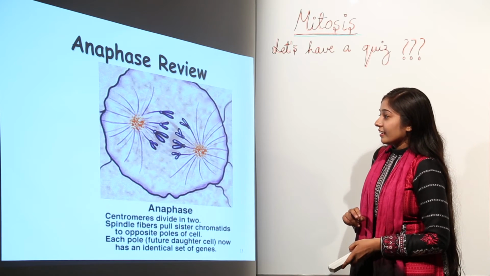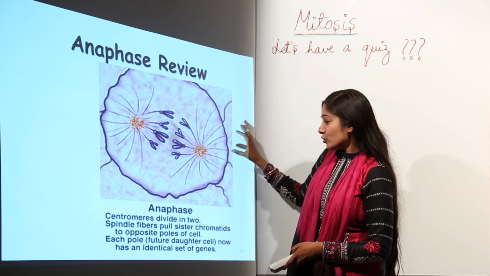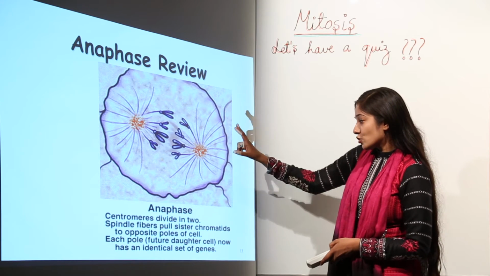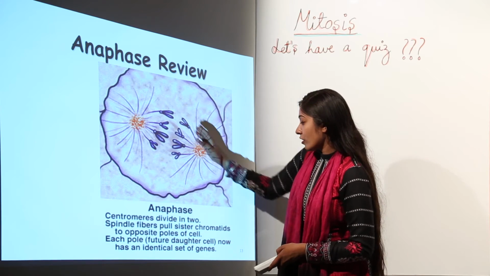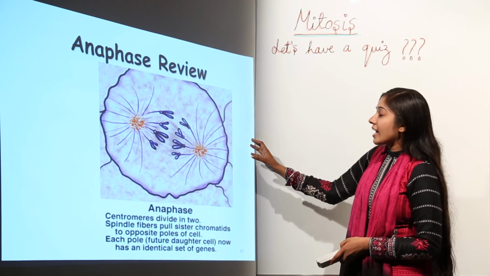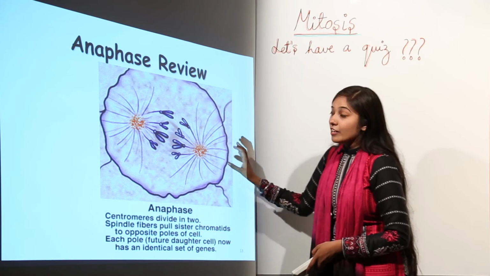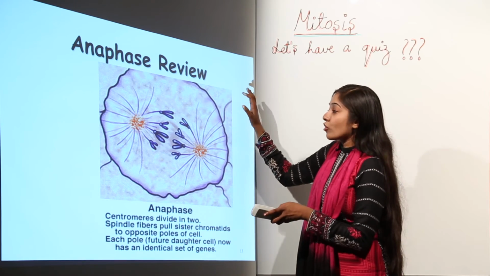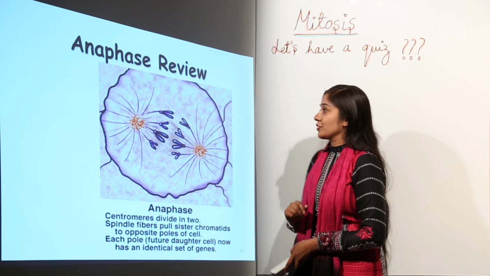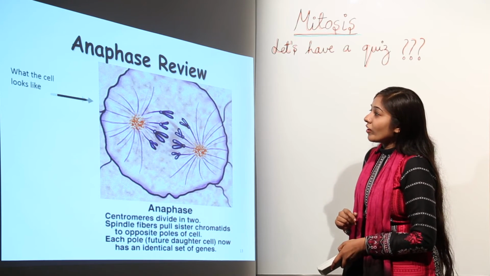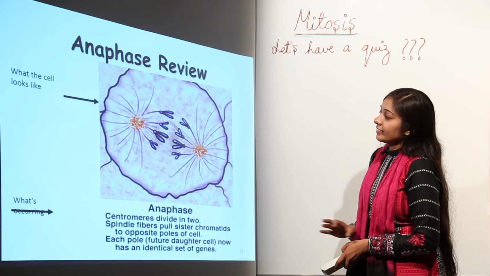Then this is an anaphase review. You can see centromeres divide into two. Spindle fibers pull sister chromatids to the opposite poles of the cell, and each pole has an equal set of genes. And further there will be nuclear division, karyokinesis, and then cytoplasmic division. So the cell looks like this, right?